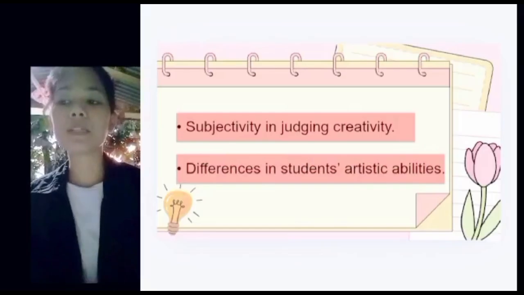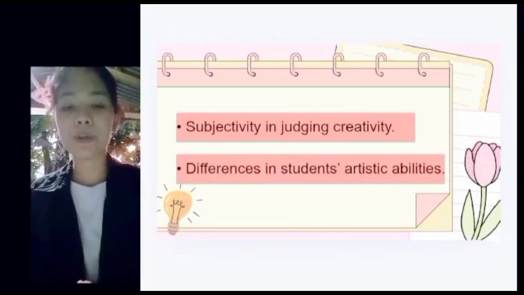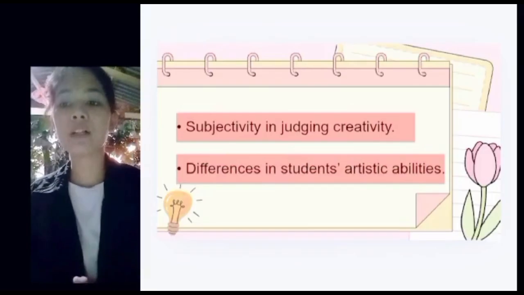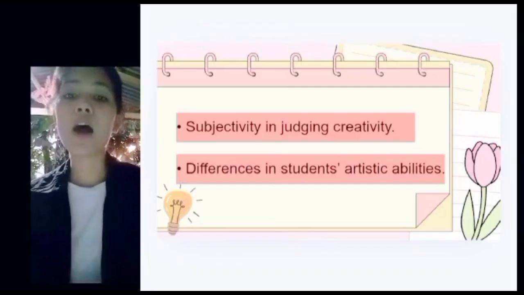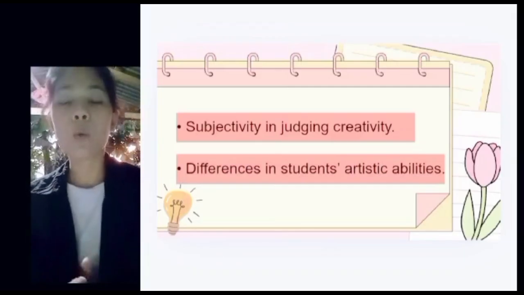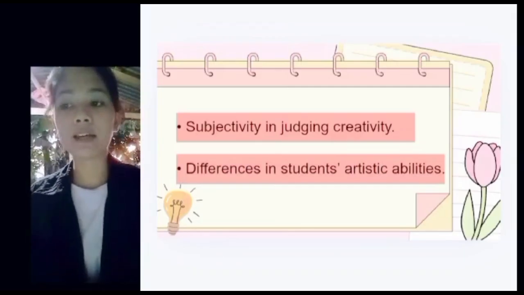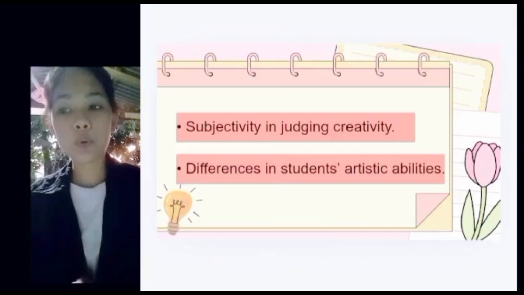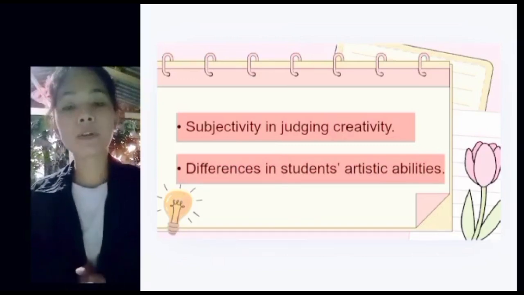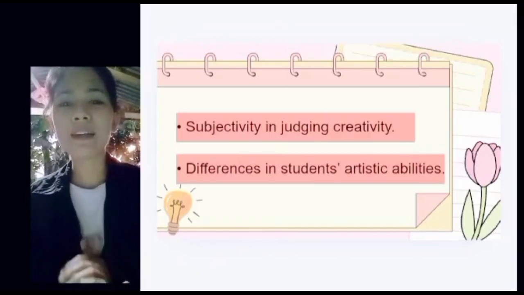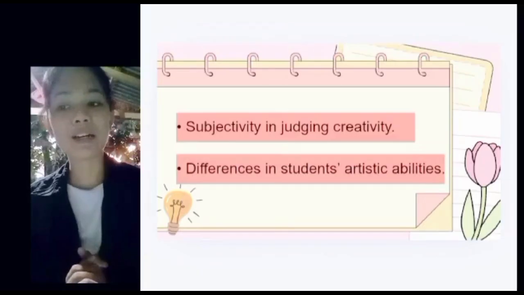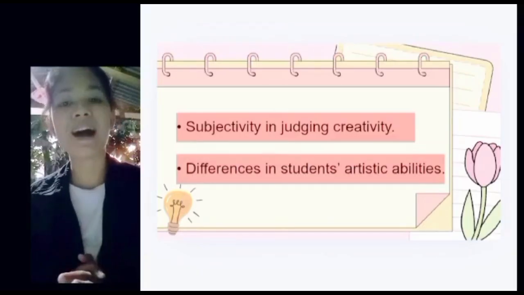This means that art assessment can depend too much on the personal opinions or preferences of the teachers or evaluators, because creativity is hard to measure objectively. This can make grading inconsistent or unfair if clear criteria are not used. Teachers may unintentionally favor certain styles, techniques, or ideas over others.